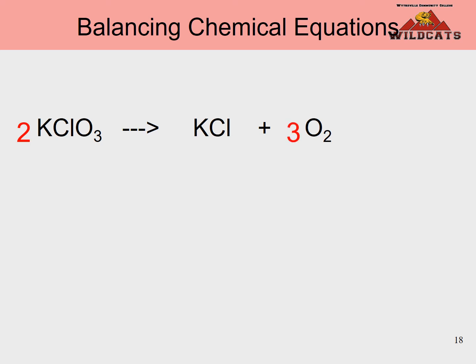So I'm going to put a 3 in front of the O2 because 2 times 3 is 6. So I need 6 oxygens on the right. I have a 2 in front of the KCl on the left, so I'm going to put a 2 in front of the KCl on the right. And again, this is an example of the odd-even rule that we talked about on the previous slide.